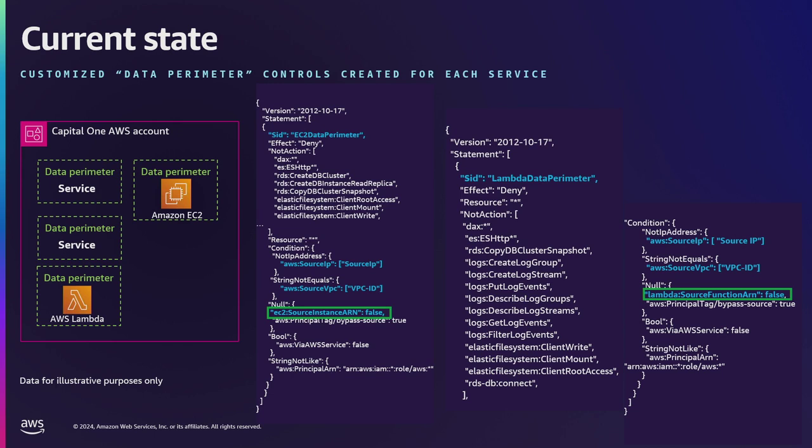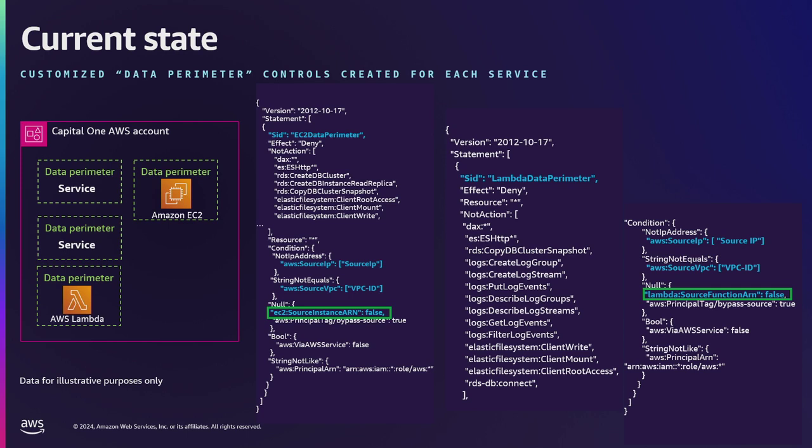You know, SCPs can be kind of dangerous. They're an easy way to pretty much shut everything down. So as we approached this, we decided to target specific services. EC2 and Lambda vend tokens, and we want to prevent those tokens from being stolen. So let's look at this from the bottom up.